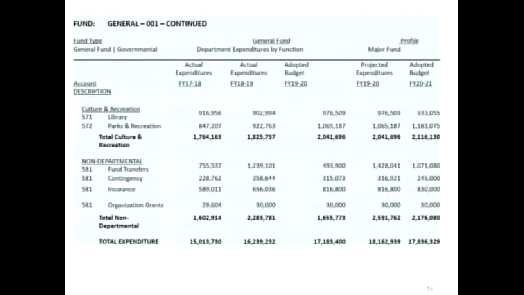Library is $933,000. Park and Recreation, $1.1 million. And those are the operational costs, and we have some other fund transfers that go in and out of funds. Insurance, that's our liability insurance, isn't it, Mike? Yes. The $830,000. So our property and casualty insurance is about $830,000 a year. We're hoping for, what, about 10% increase? Yeah, I'm hoping 10, maximum 15.